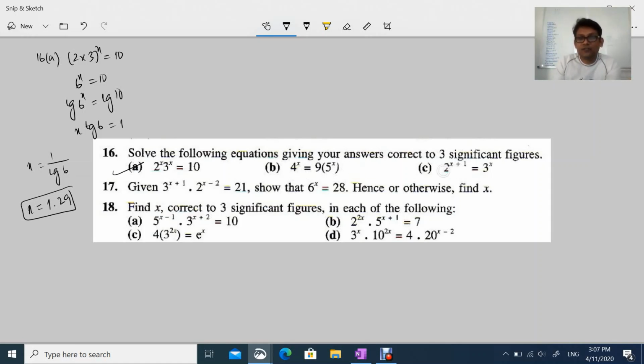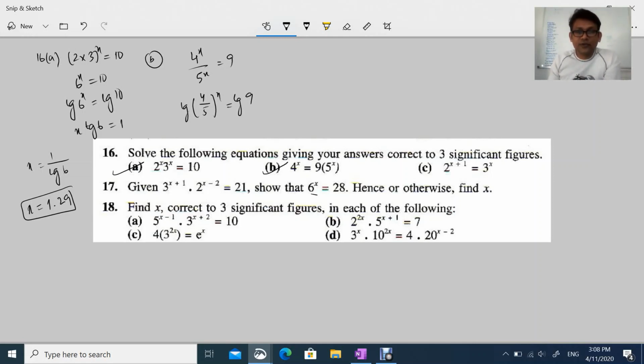In this part I think it's similar. I'm doing this first here, 5. 4 power x divided by 5 power x is equal to 9. You can make it 4 upon 5 whole power x equals 9. Now you can apply lg on both sides and get the answer. There is no problem. Okay, I think I should move to the next part, 17.